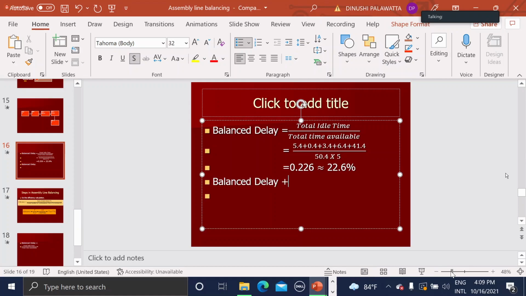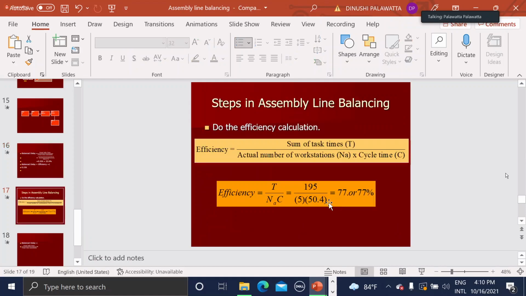plus efficiency should be equal to 1, or equivalently 100 as a percentage. So for example, you have a balance delay of 0.226, and in the efficiency you have, let's say we calculate this one.